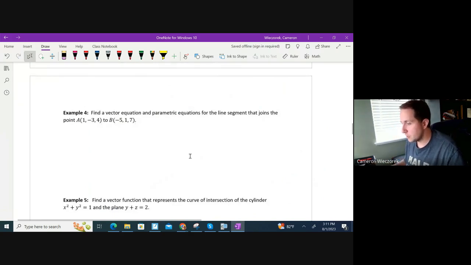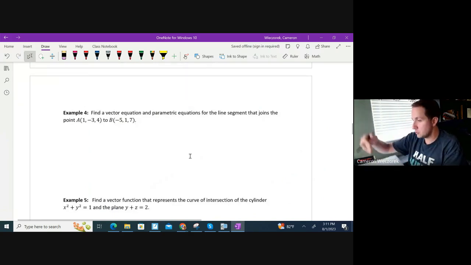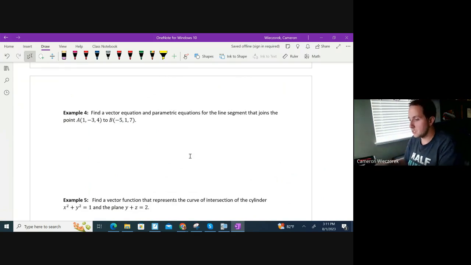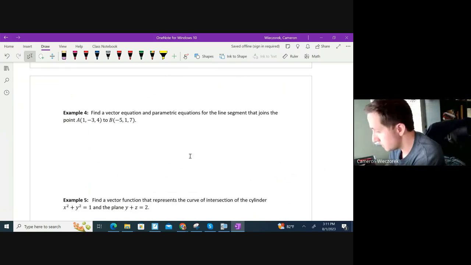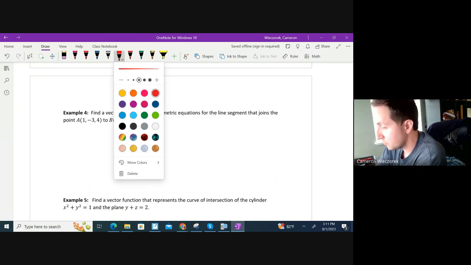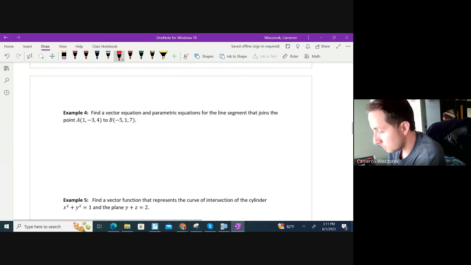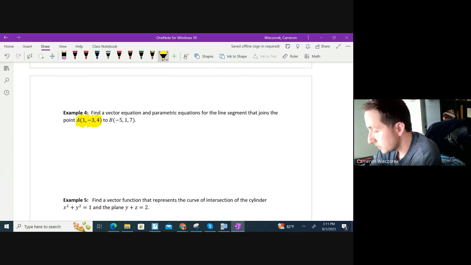Write or find a vector equation and parametric equations for the line segment that joins the point (1, -3, 4) to (-5, 1, 7). We actually have done an example like this when we looked at writing equations of lines in vector form and in parametric form. If you remember, we pick a point to start at. In this case, I'll start at A. You can start where you'd like. And we want to get to B.